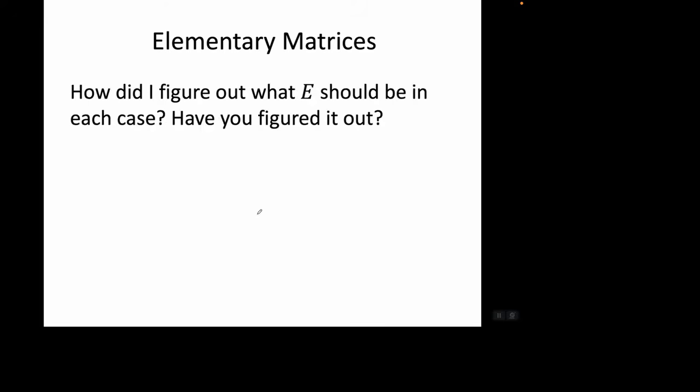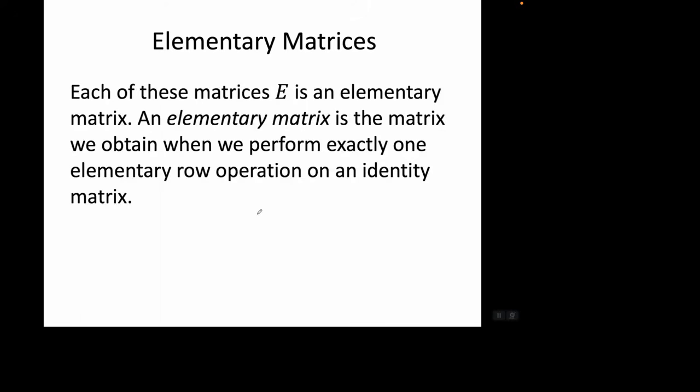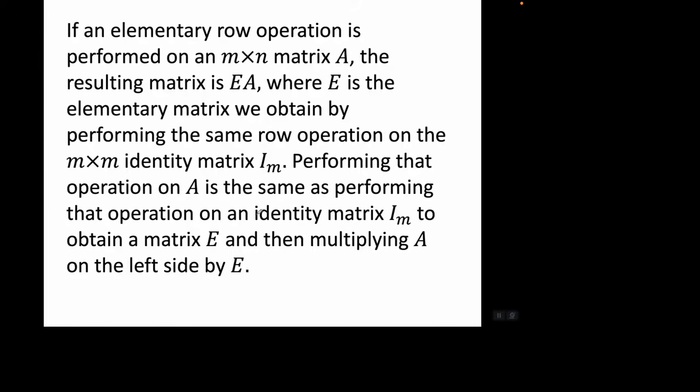So adding 10 times row 2 to row 1 of A is the same as multiplying A by this matrix E. How did I figure out what E should be in each case? Have you figured it out? Each of these matrices E is an elementary matrix. An elementary matrix is the matrix we obtain when we perform exactly one elementary row operation on an identity matrix. Okay, now this slide is kind of complicated, but I'm going to go through it slowly because it's important and it helps us to understand where matrix inverses come from.